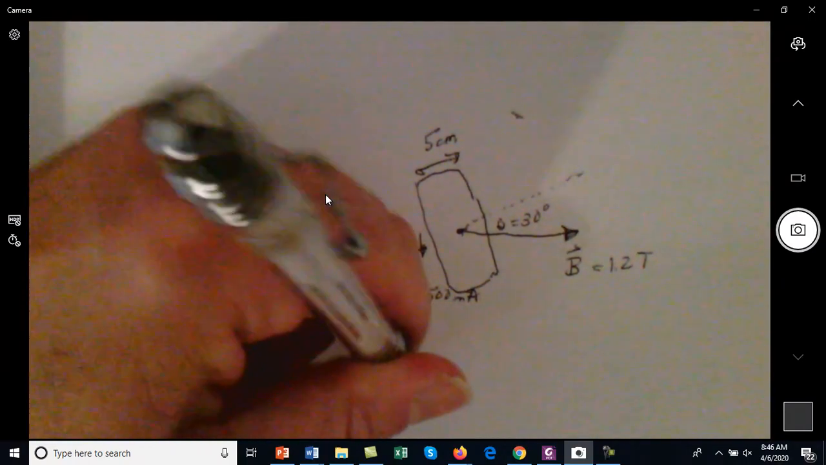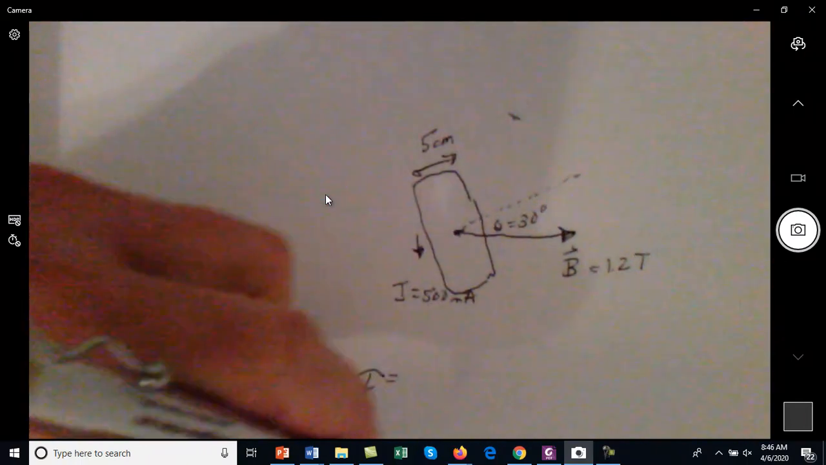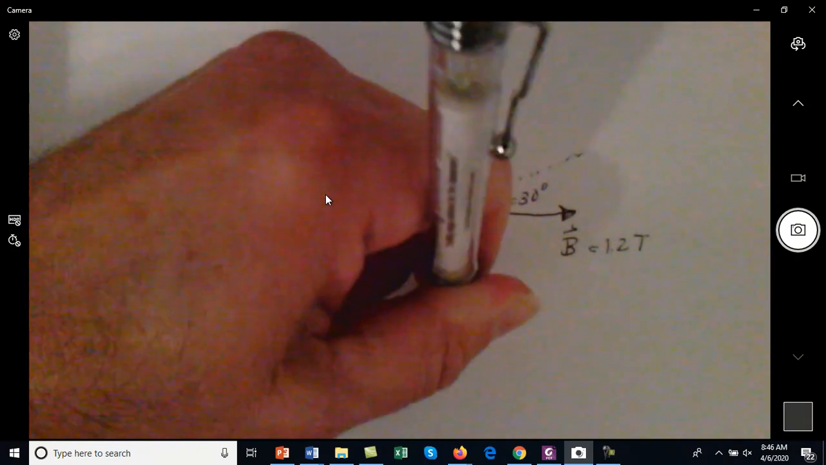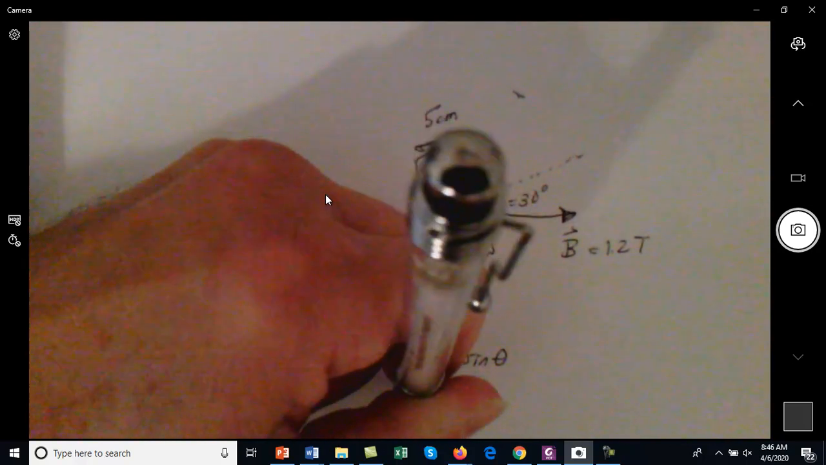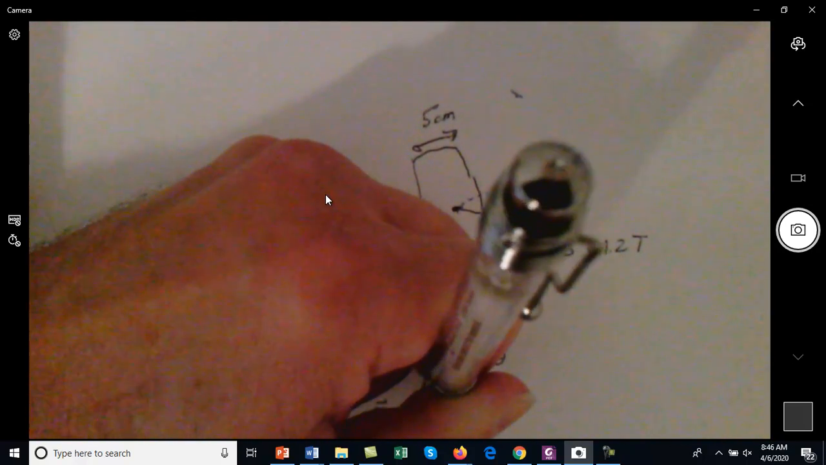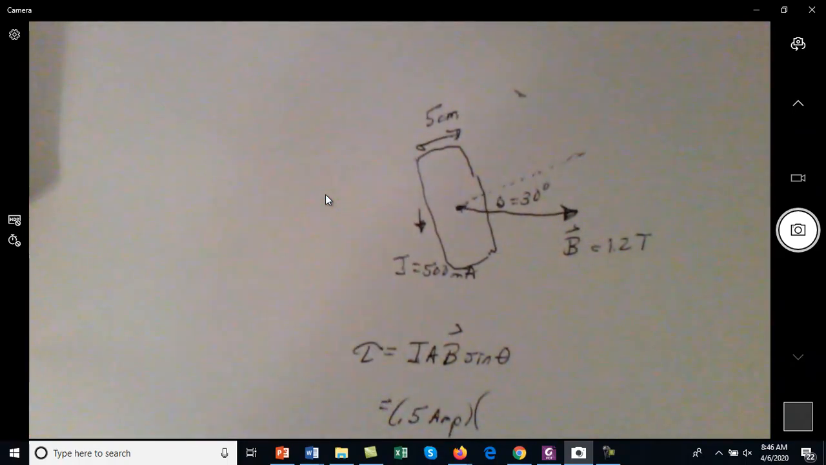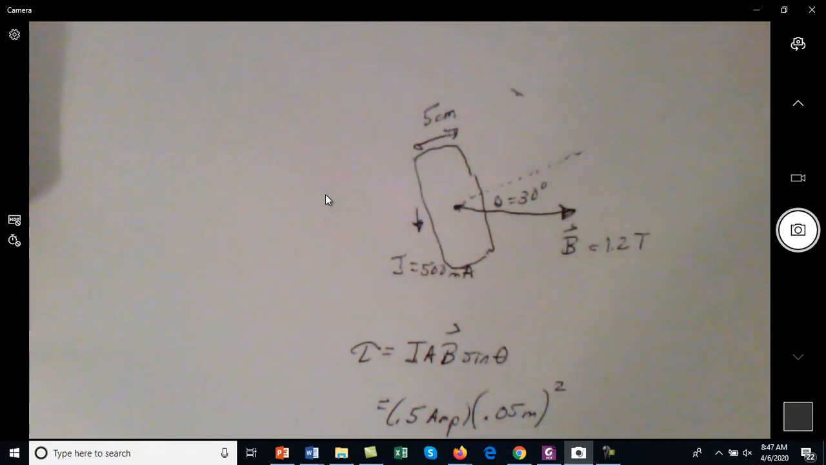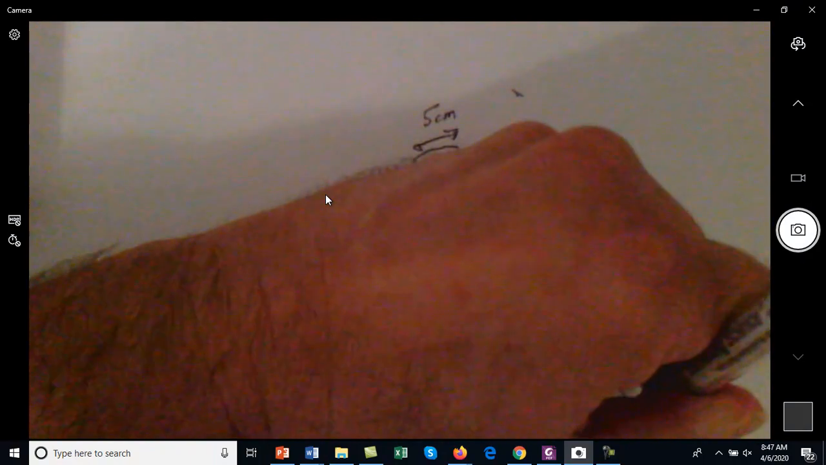So I know that the torque is going to equal I A B sine theta. Okay, so my current is 0.5 amps. My area is 5 centimeters on a side squared, because it's a square loop. And then my magnetic field is 1.2 Tesla, times sine 30 degrees.